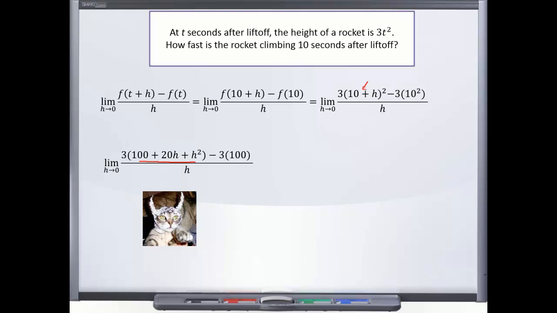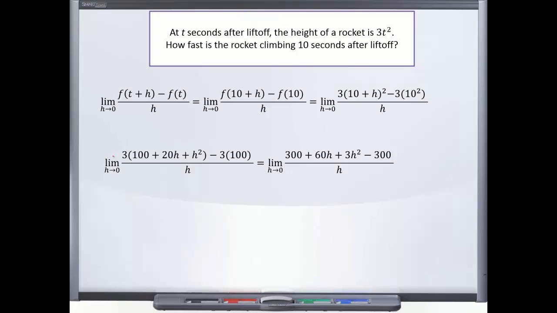Remember that the meaning of this, my FOIL here, this is 10 plus h times 10 plus h. If you remember the little shortcut, you square the first term, check, 2 times these two terms, and there's a 1 there, check, and then you square the last term. All right, now I just need to do some distributing of this 3. So I just took the 3 and distributed it. And then I multiplied the negative 3 times 100, got my negative 300. I can see the 300s cancel.